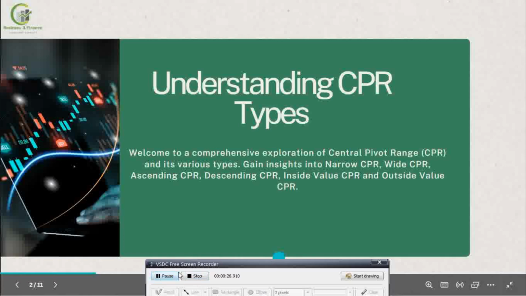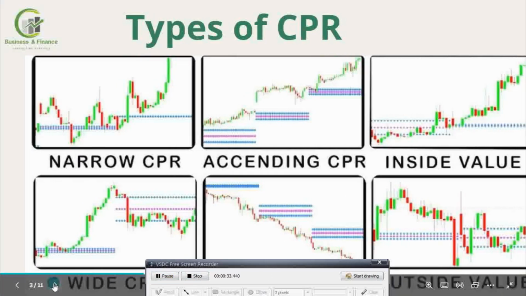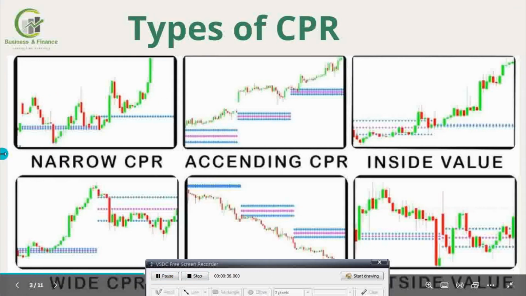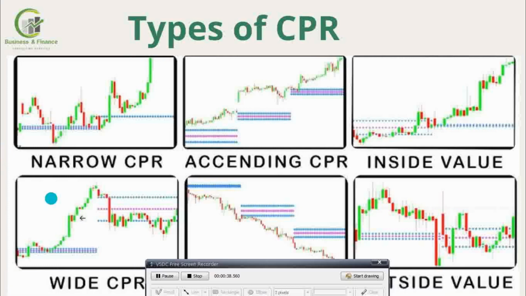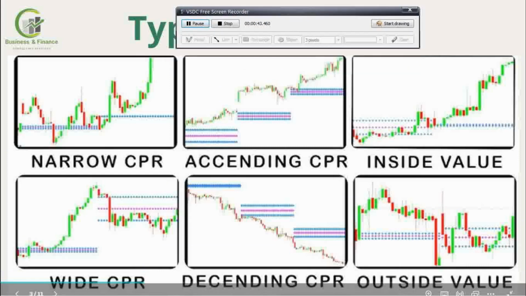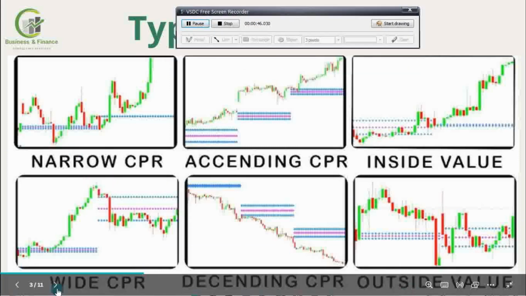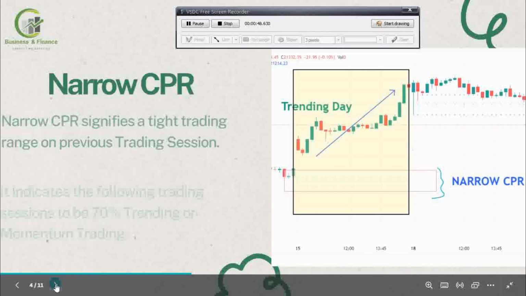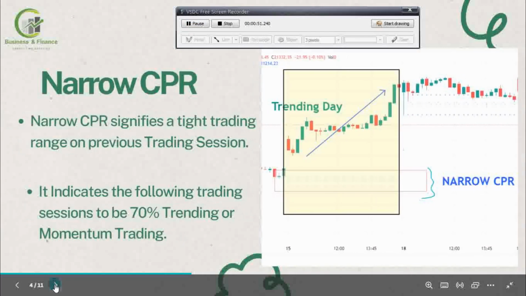So let's start. There are actually 6 types of CPR. Number 1 is narrow CPR, ascending CPR, inside value CPR, wide CPR, descending CPR, and outside value CPR. So let's start with the narrow CPR.